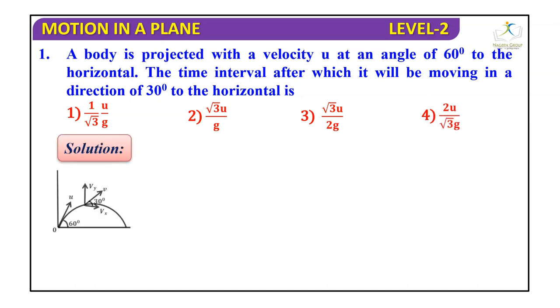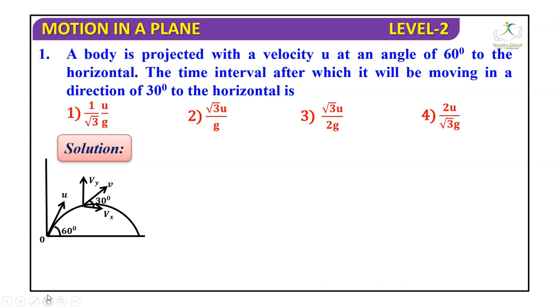So now let's move to the solution part. Students, I have taken a simple particle, and because of some energy, that body will be moving with initial velocity u. It will be projected at the given angle, which is 60 degree. So given theta is 60 degree and alpha is 30 degree. What is alpha? The body will be moving in the direction of 30 degree to the horizontal.